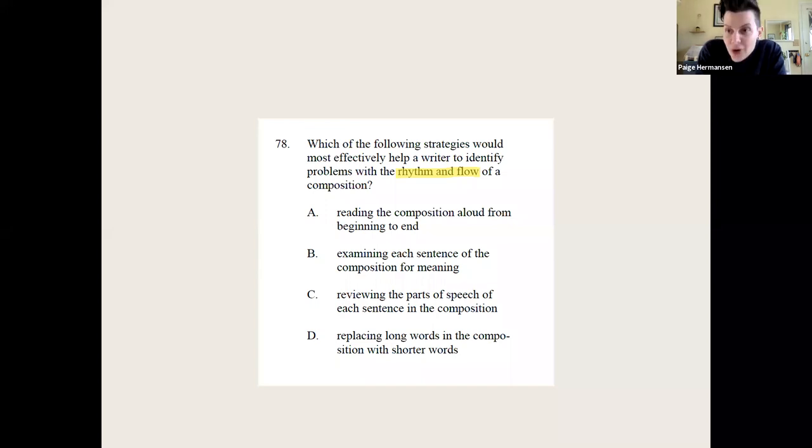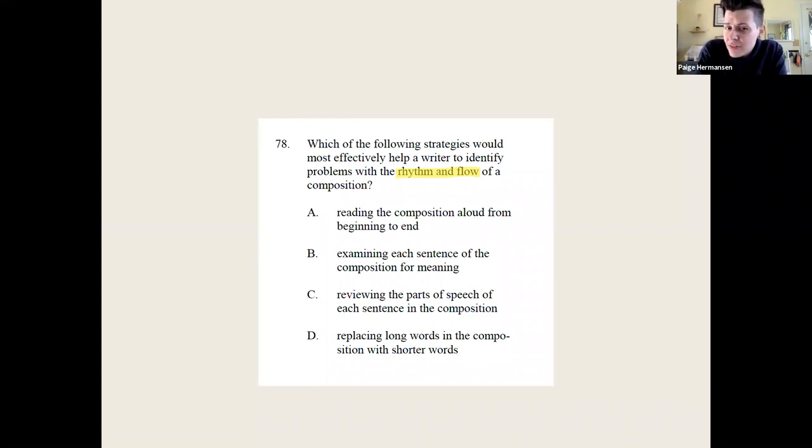How a text sounds. Rhythm and flow, think about when it comes to music, when you hear that term, those have to do with how texts actually sound. So reading the composition aloud from beginning to end is going to be the one that helps you to focus on those elements, right? Something like examining each sentence for meaning has nothing to do with flow. Reviewing the parts of speech of each sentence in a composition, sentences don't have parts of speech. That's bizarre anyway. But then replacing long words with shorter words, I could see that kind of distracting somebody.